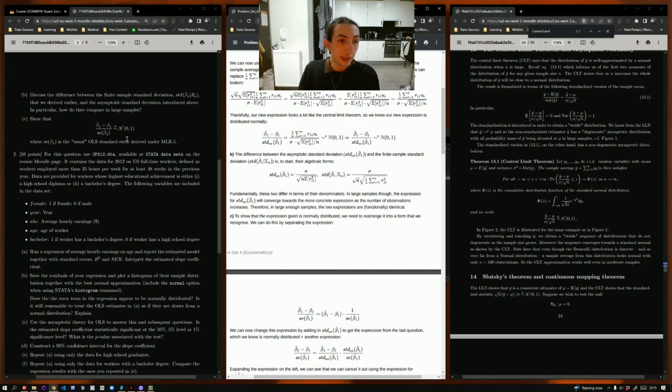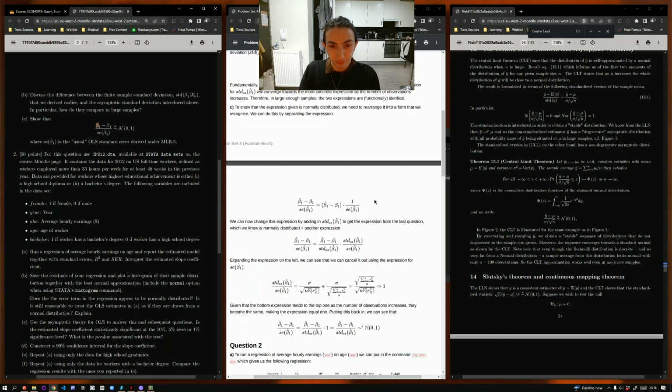Okay, now for C, we are also given that beta 1 hat minus beta 1 over the standard error of beta 1 hat is asymptotically distributed normally, where the standard error is the usual least squares standard error. Okay, so we're given this question which says, show that this expression is normally distributed. So we need to first of all make this into something a little more legible for us.